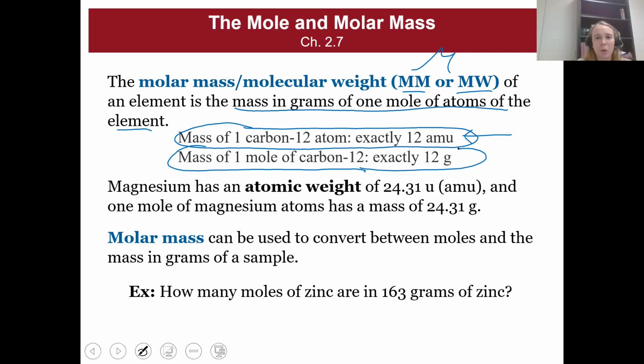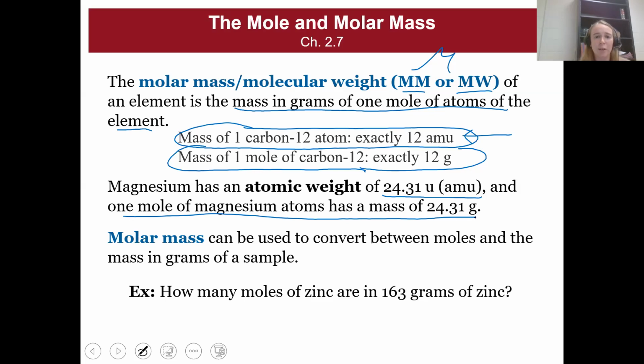Magnesium has an atomic weight of 24.31 AMUs, atomic mass units, and 1 mole of magnesium atoms has a mass of 24.31 grams. It's always the same. It's based on Avogadro's number. It's based on the number of things in a mole.